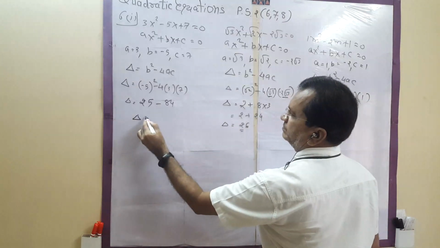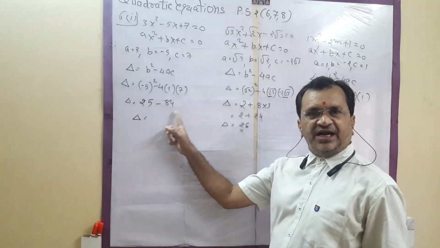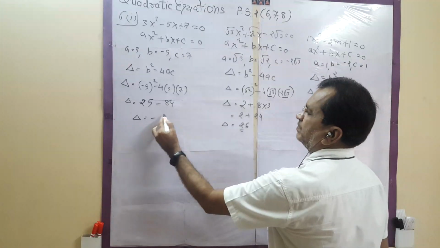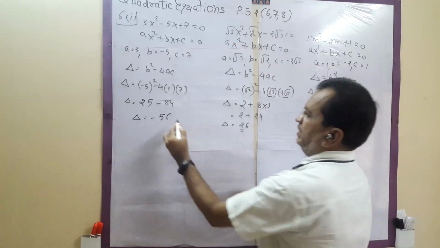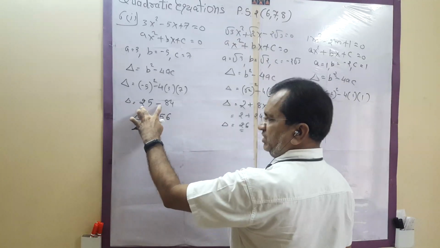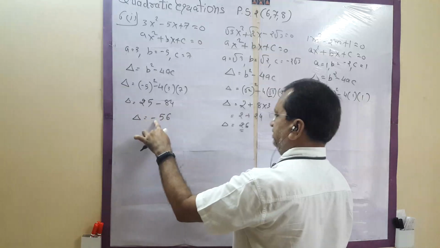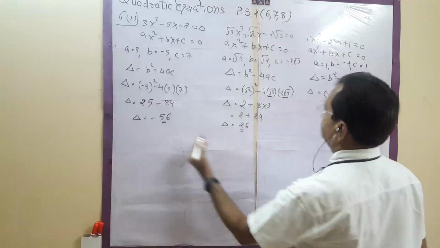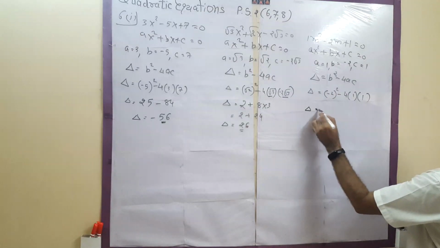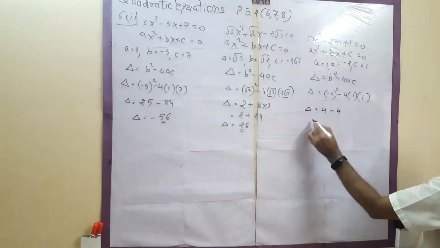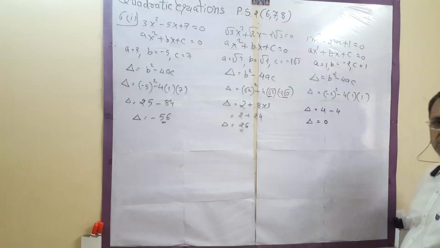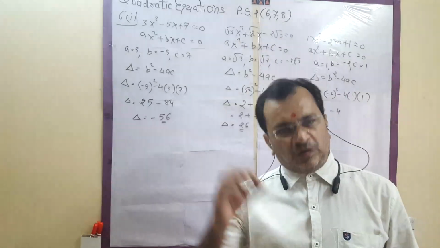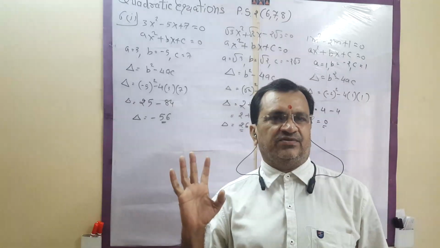This delta, suppose it is 85 minus 25, that is 60, and the bigger figure takes the sign. Among these two, which is bigger? This, so minus. Among these, which is bigger? This, so plus. We are getting all types of answers: exactly 0, more than 0, less than 0.